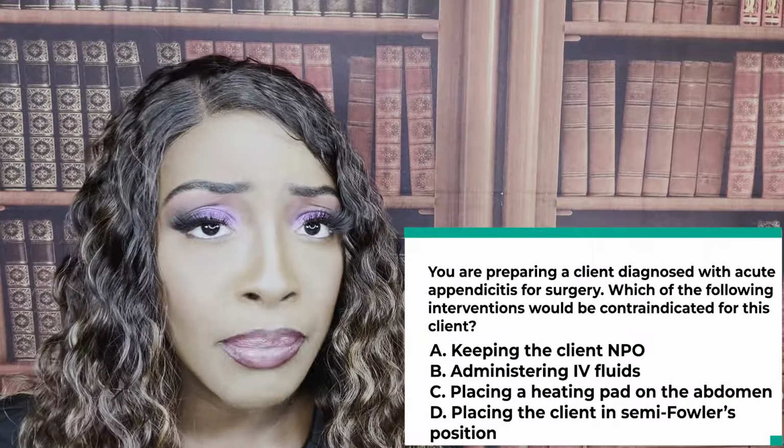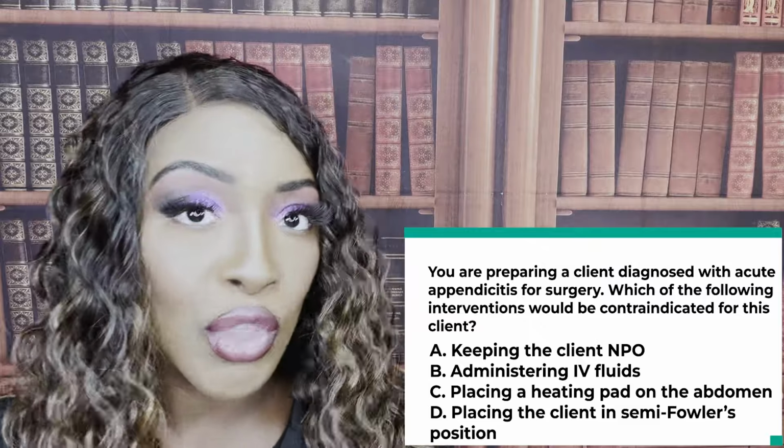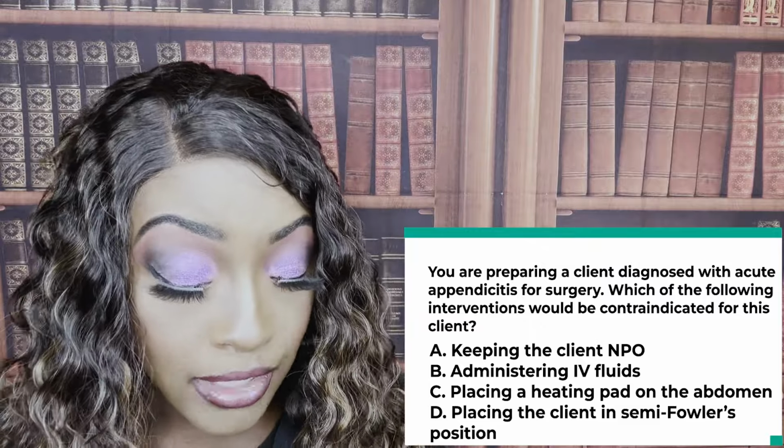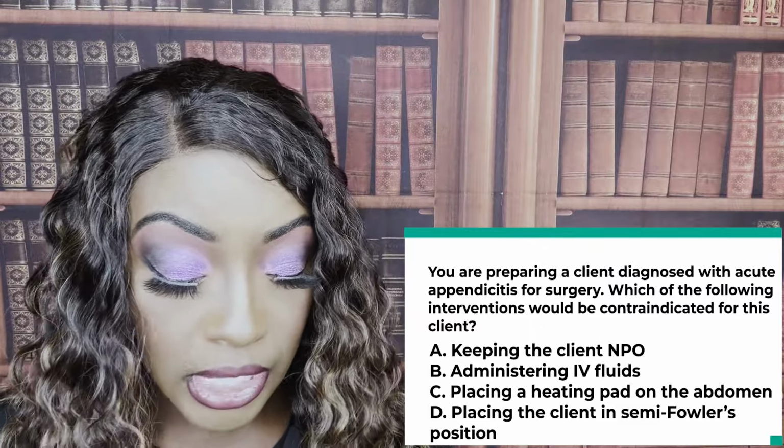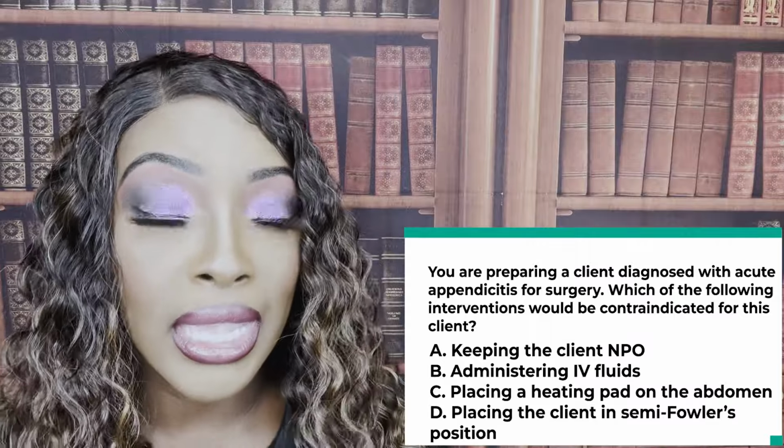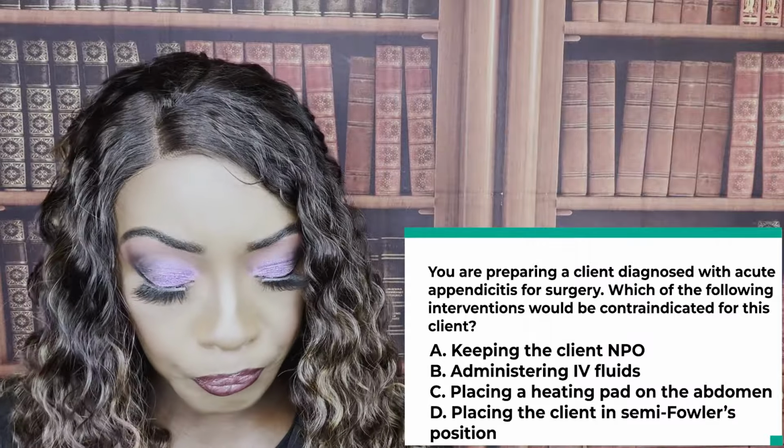Remember, this patient's gonna be NPO. They still need fluid and electrolytes, right? So they're gonna get IV fluids. That's a good idea. And then choice D, placing them in semi-Fowler's position. Perfect. The only thing we would not do is apply heat to the area.